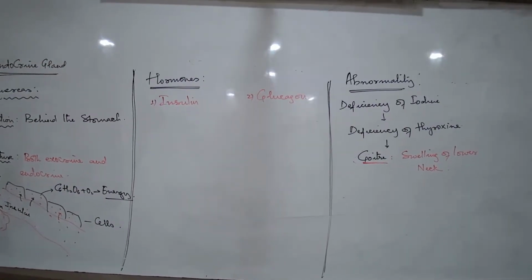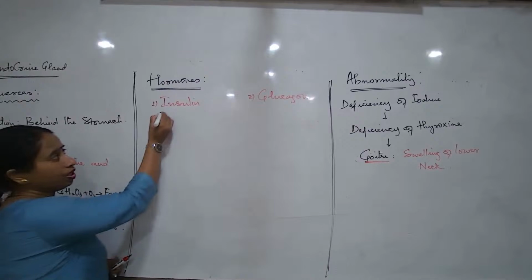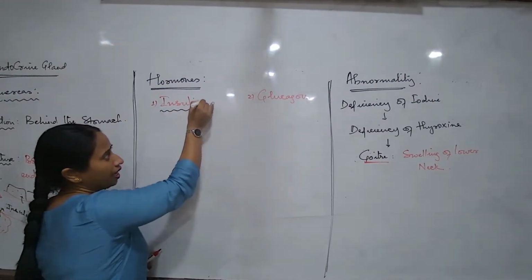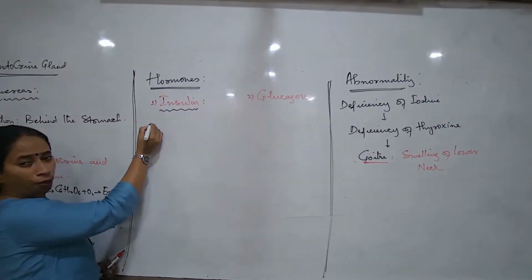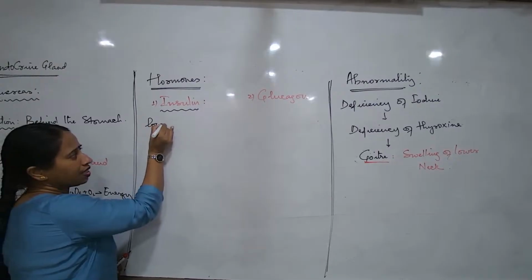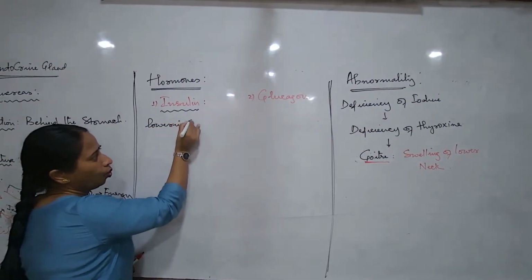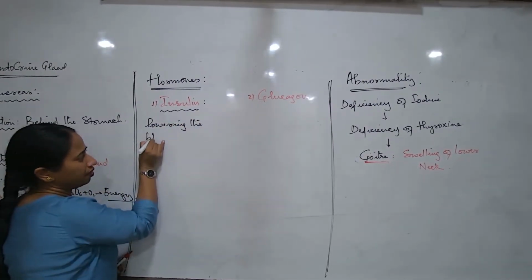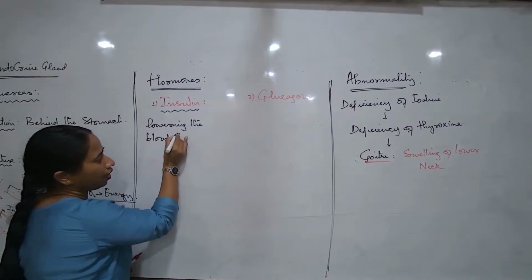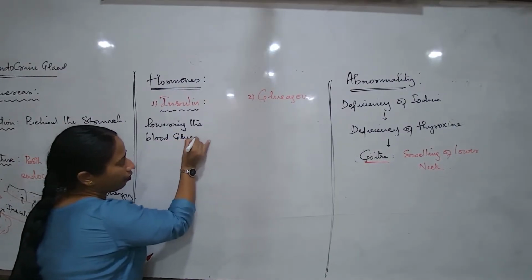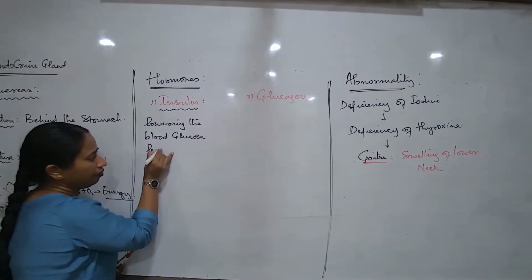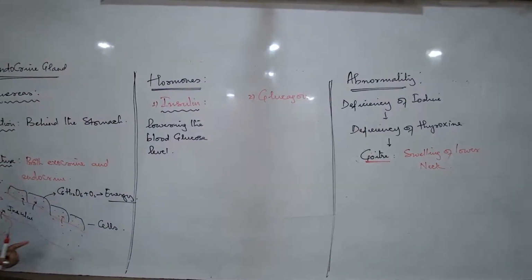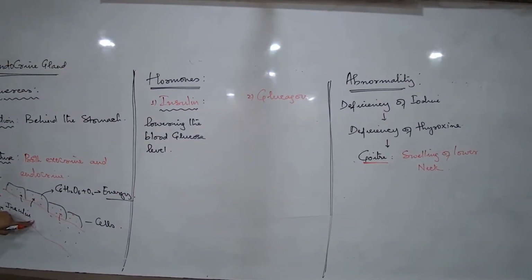So what is the function of insulin? What function should we write for insulin then? The job of insulin is lowering the blood glucose level. How did it lower the blood glucose level? By allowing body cells to absorb the glucose.